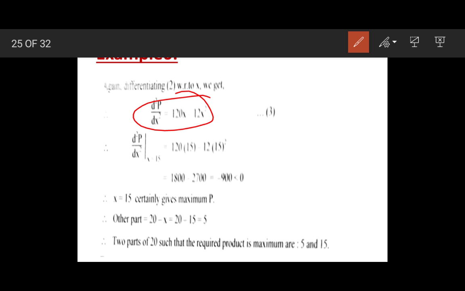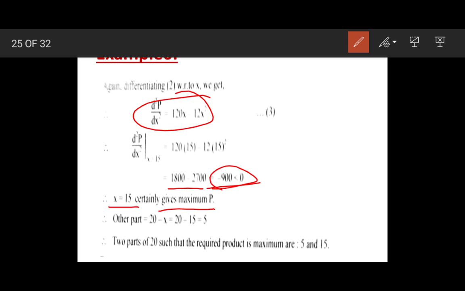Now we have to find the second order derivative. So second order derivative will be 120x minus 12x square. So that means 1800 minus 2700. So that is equal to minus 900, which is definitely less than 0. Hence x equal to 15 will give the maximum product.